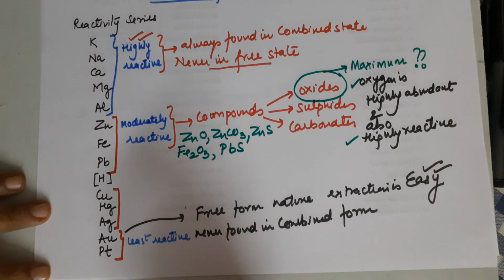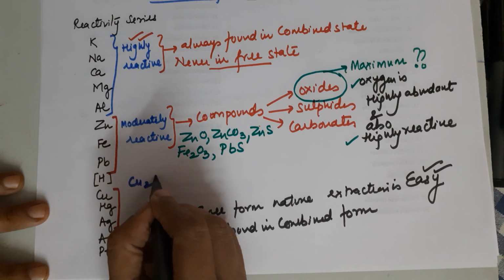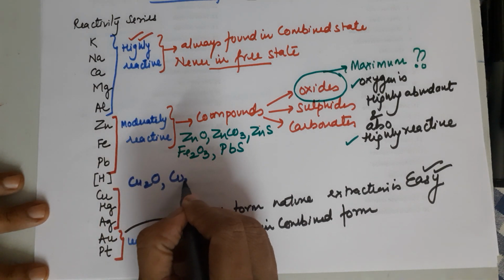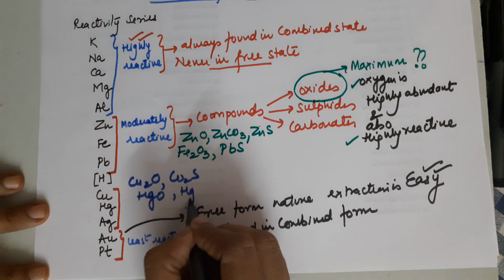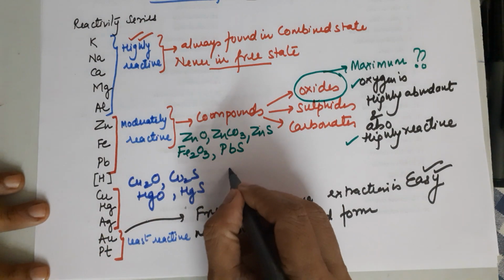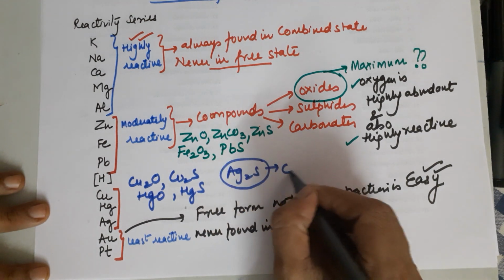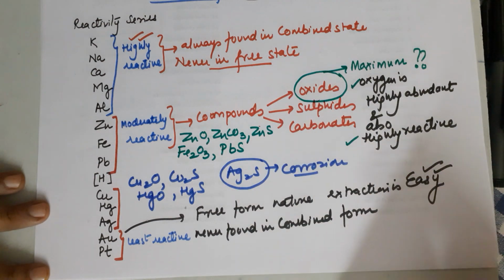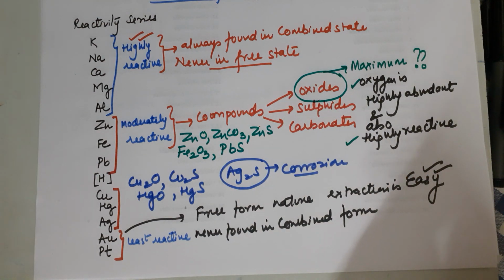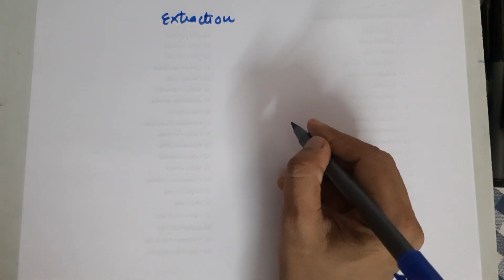We are also left with copper, mercury and silver. They are also found as oxides and sulfides, mercuric oxide, mercury sulfide, silver also as a sulfide. This you very well know. This we did during corrosion also. Silver articles turn black due to this silver sulfide formation. That was the details about the metals.